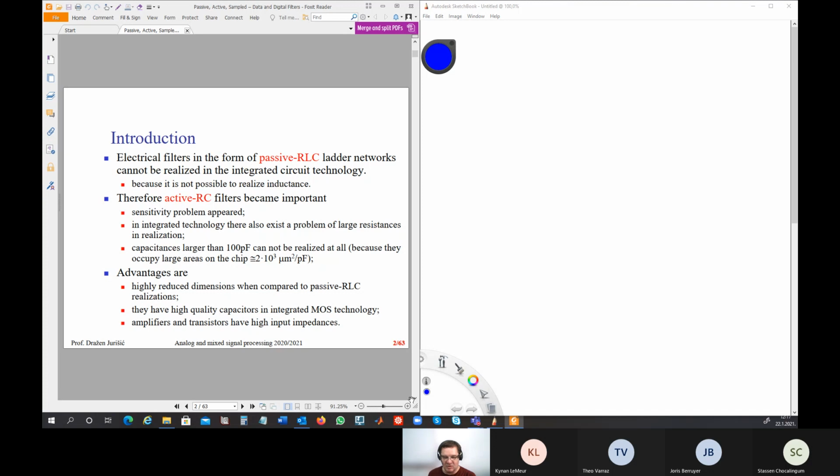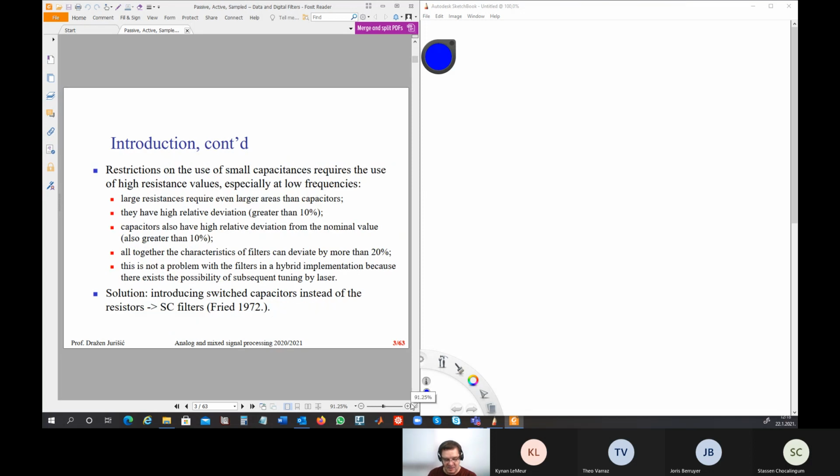Okay, now also to build active RC filters, we need amplifiers and transistors with high input impedances. Restrictions on the use of small capacitances require the use of high resistances, and that's another problem. Then you will need larger area than for the capacitors.